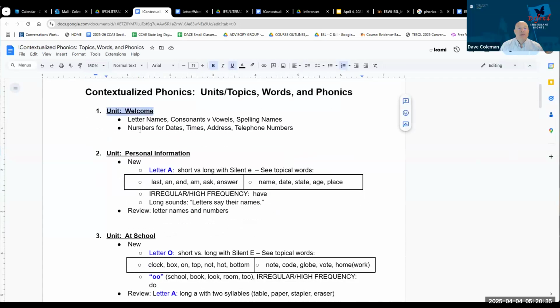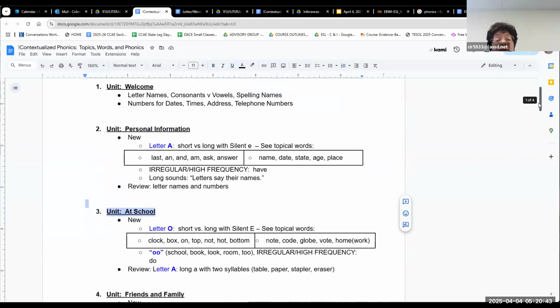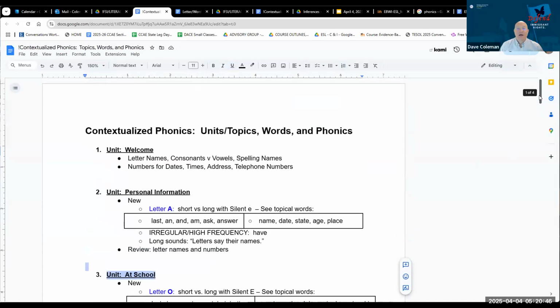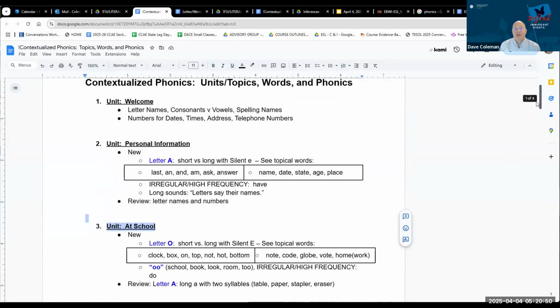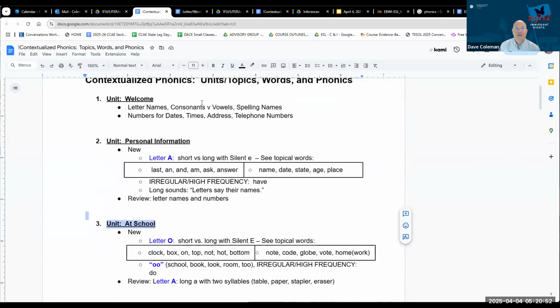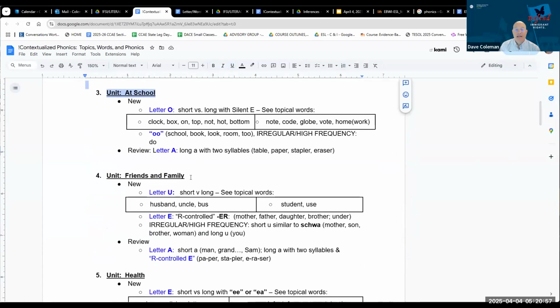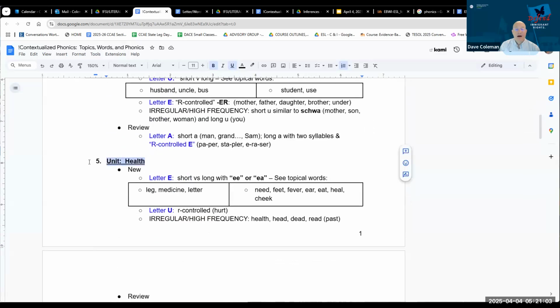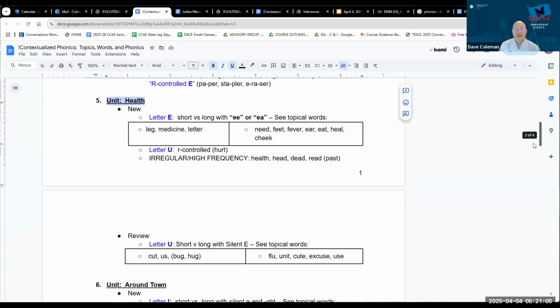Unit 1 is welcome. Unit 2 is personal information. Unit 3 is at school. Does this remind you of anything? The themes from Ventures. Yes, exactly. We used the themes from Ventures, but even if you don't use Ventures, most 21st century textbooks have very similar units, right? The point is they have a topic that is important to students. So we have friends and family, then you have health, all those things that you see in a textbook.